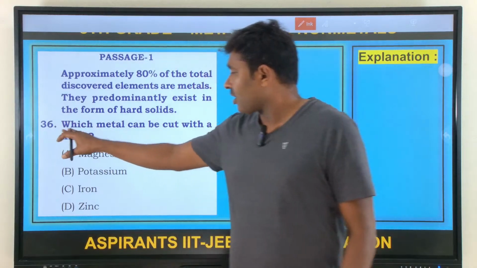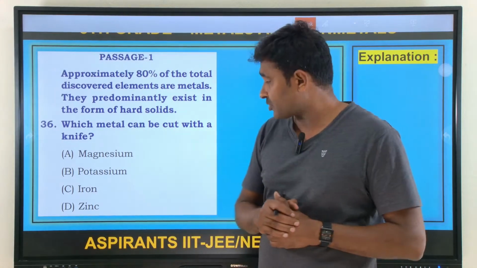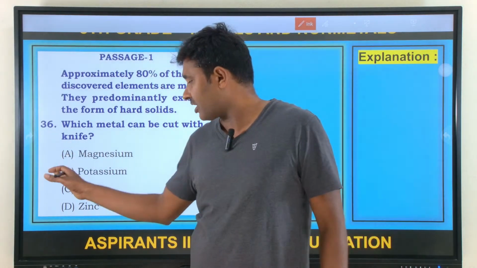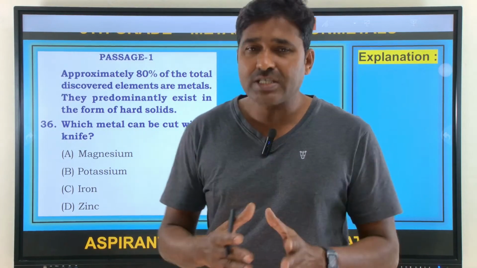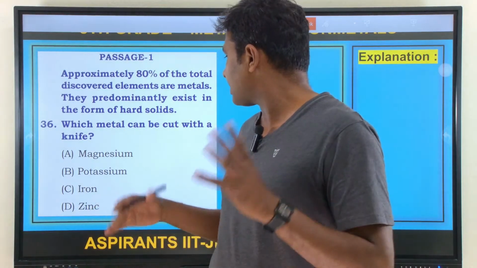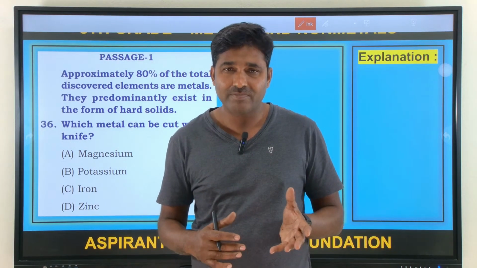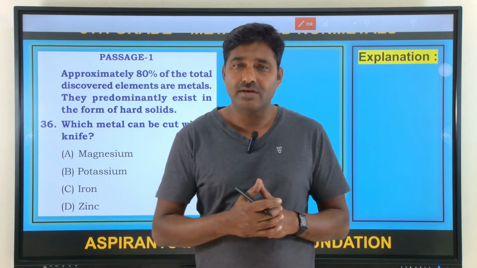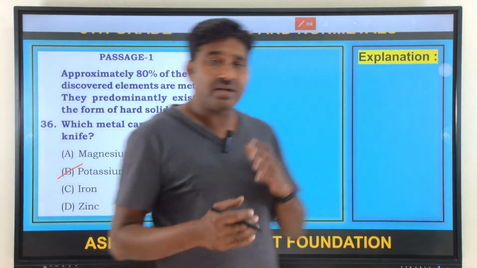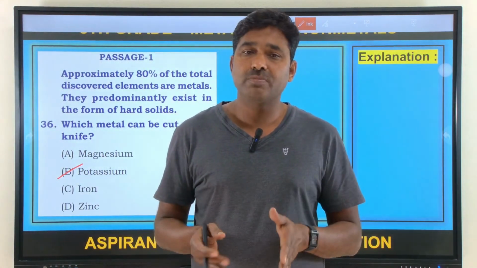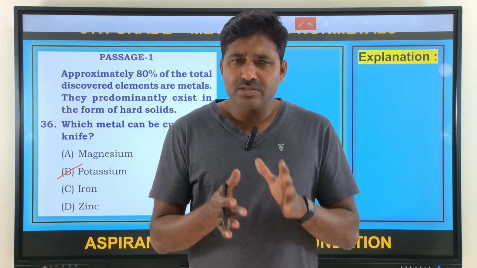Now our question is, which metal can be cut with a knife? Among these four options, four metallic elements are given, option A, B, C, D. Which element is very, very soft and can be cut with a knife? So the answer is potassium. Potassium is a very soft solid because it belongs to the first group in the periodic table. It is an alkali metal.